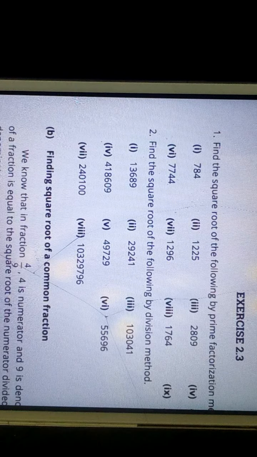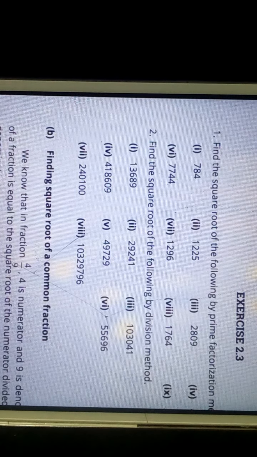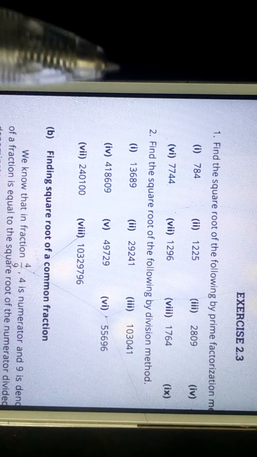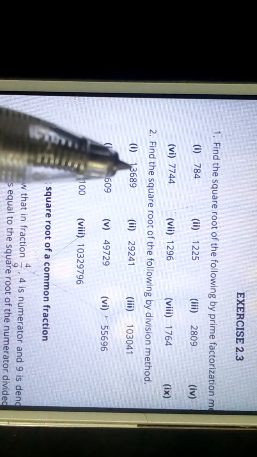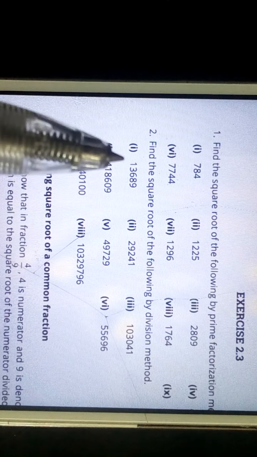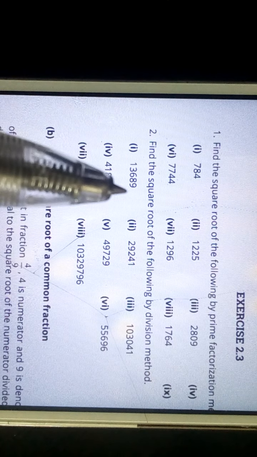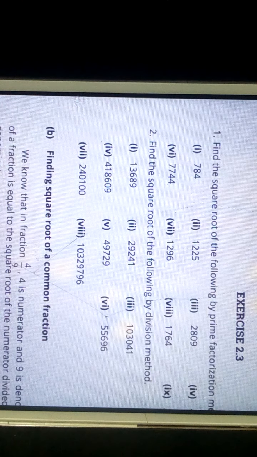Last day we started exercise 2.3, question number 1: find the square root of the following by the prime factorization method. Today we start the question: find the square root of the following by the division method. This is not prime factorization, this is the division method. Number 1 is 13689, it means the square root of 13,689 by the division method.